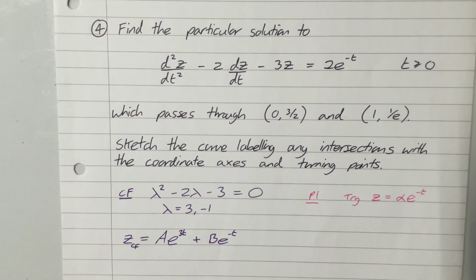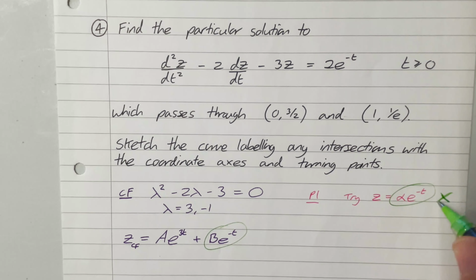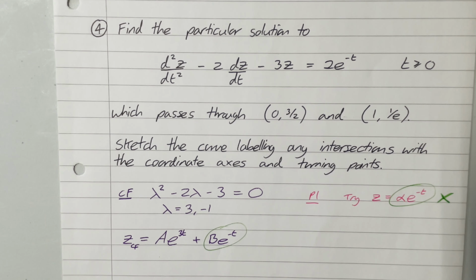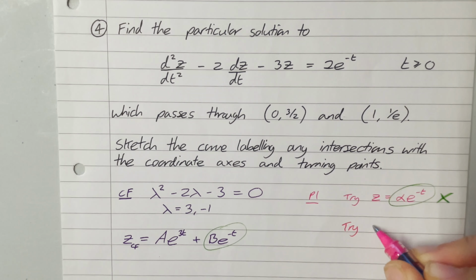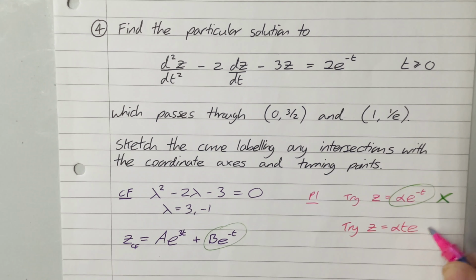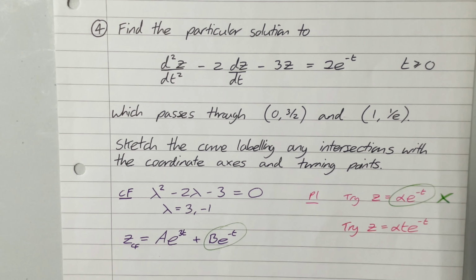However, a constant times e to the minus t is already part of my complementary function. So that will fail. So that's no good. I can't use that. So when a particular integral is going to fail, then we multiply it by the independent variable and try again. So this time we're going to try z is equal to alpha t e to the minus t. And this one will work because that's not part of the complementary function.